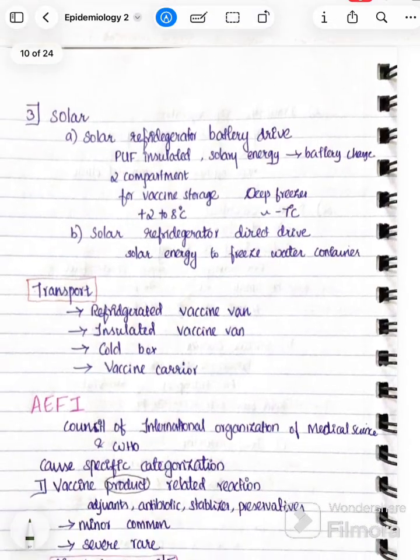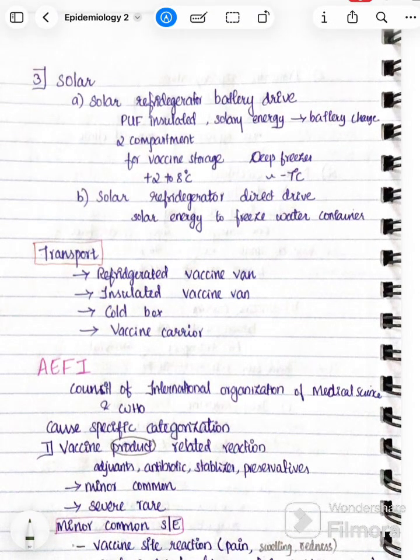Next, we have solar equipments. So solar refrigerator battery drive we have, solar refrigerator direct drive we have. So this battery drive is polyurethane foam insulated. One will keep the temperature of +2 to +8 degrees Celsius. One other side up to -7 degrees Celsius. So they use solar energy to charge the battery. So other one, solar refrigerator direct drive. They use solar energy to freeze the water containers inside that refrigerator.